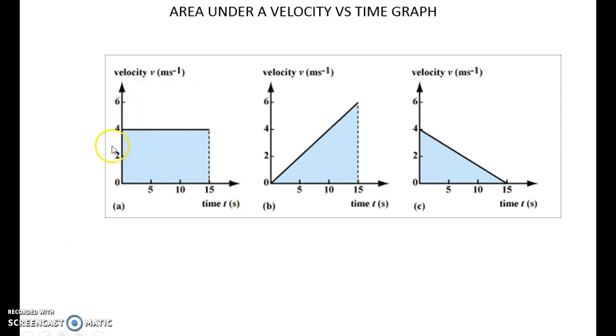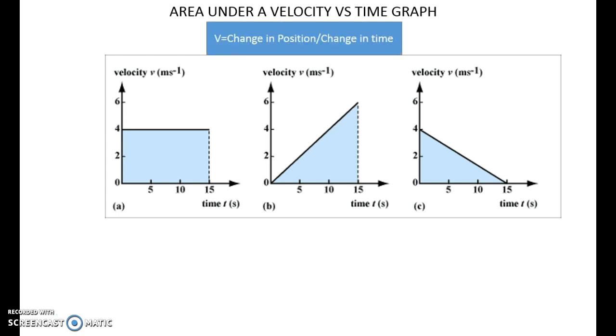So if we look at this graph on the left-hand side, velocity is on the y-axis and time is on the x-axis. And we can get different types of information from looking at this graph. One of which is we can find out displacement. So first, let's review our equation for velocity. If you can remember, velocity is equal to the change in position over the change in time. Remember, change in position is the displacement, the final position minus the initial position.